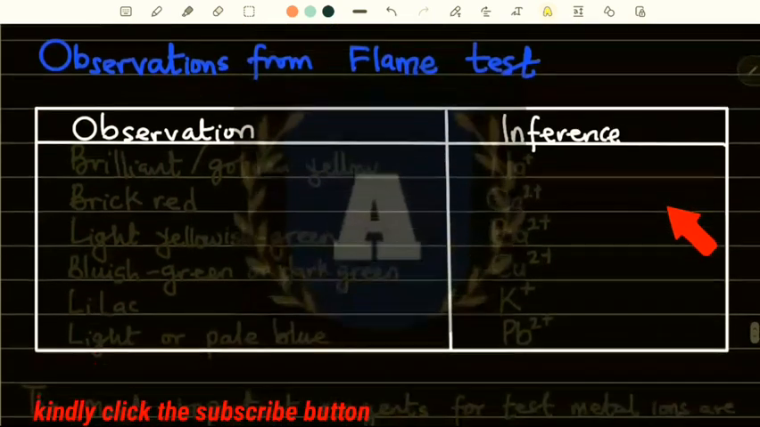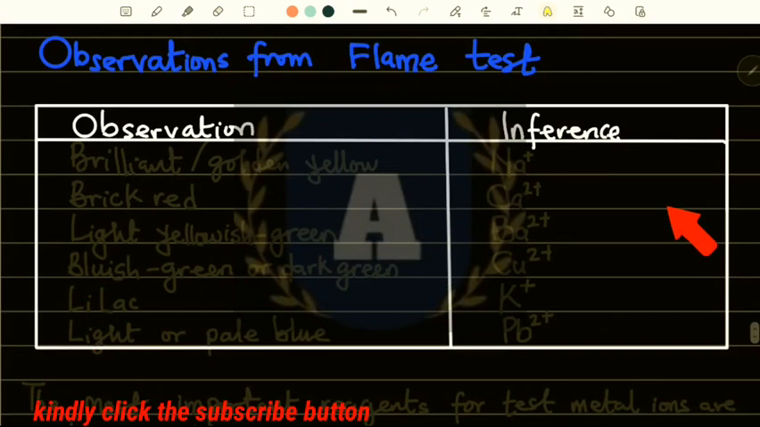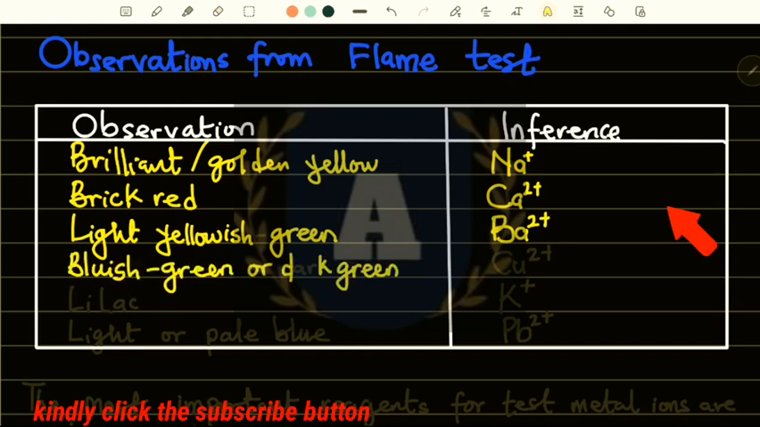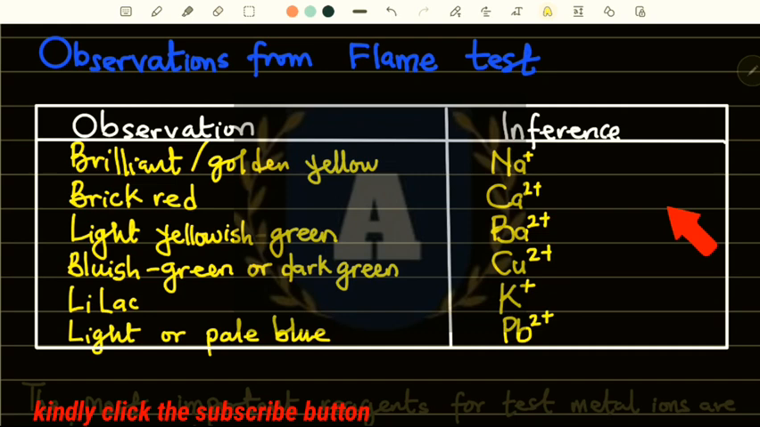So, observation from the flame test. A cation that gives a golden yellow flame is sodium. If it is brick red, that is calcium ion. If it is light yellowish green, that is barium ion. If it is bluish or dark green, that is copper 2. If it is lilac, that is potassium ion. And if it is light or pale blue, then we say it is lead 2 ion.